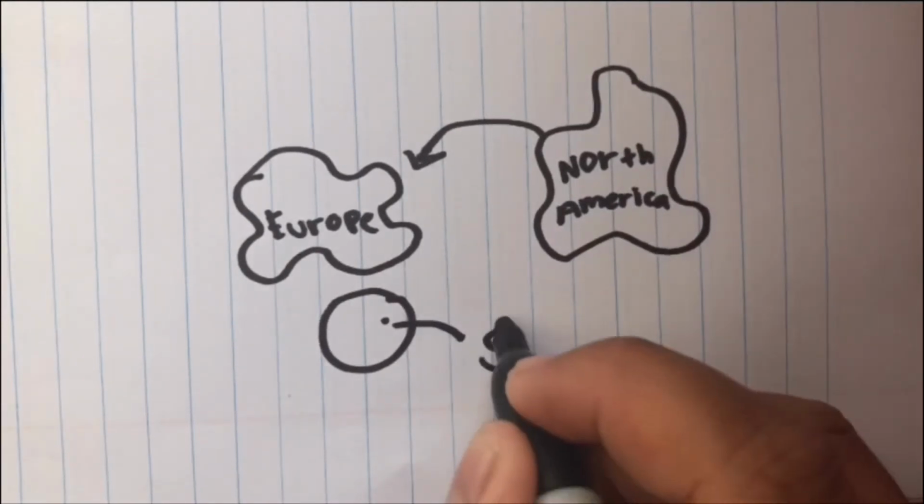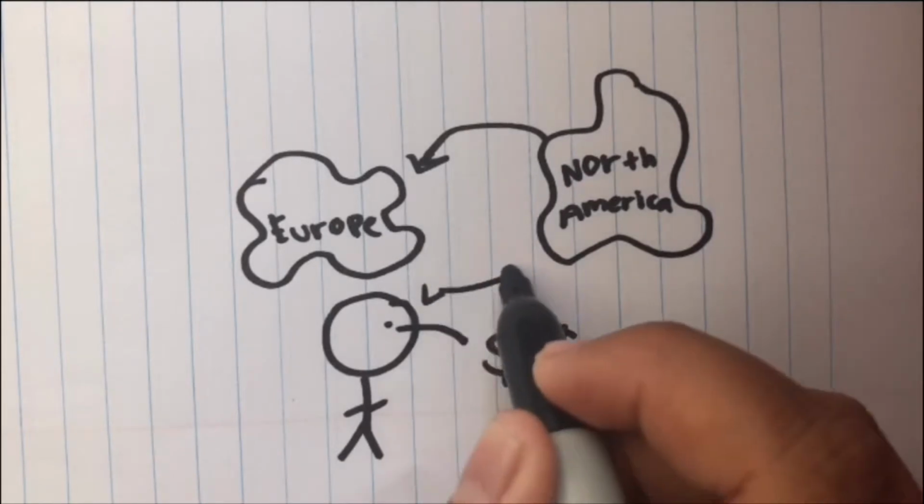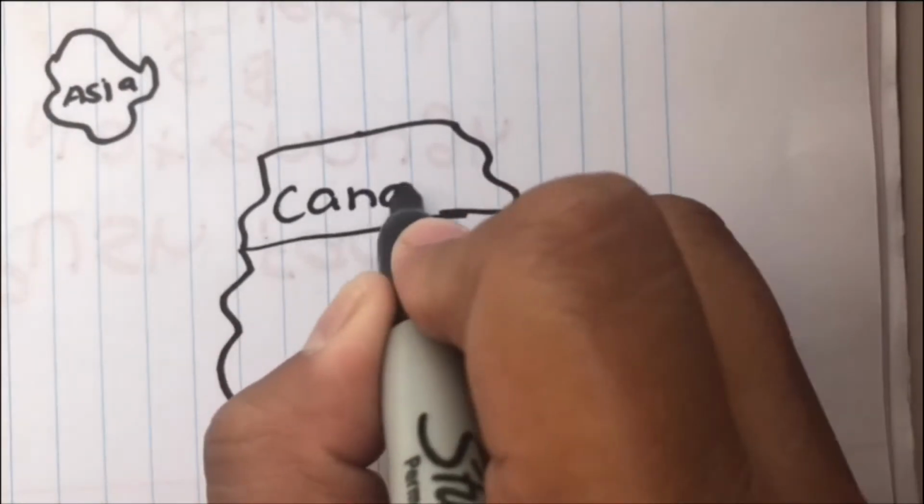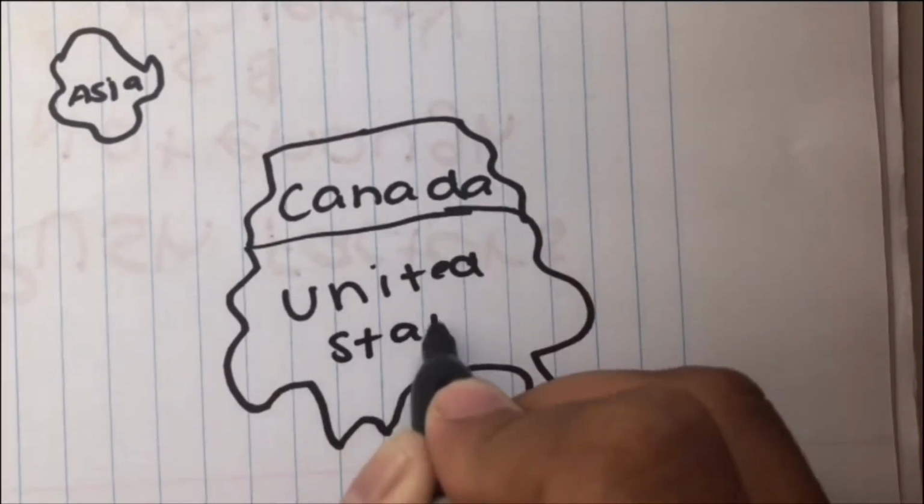Many European immigrants move to North America because they hope to make money over there because of the new jobs they could find. This pull factor is what lured people from Latin America and Asia to the United States and Canada.